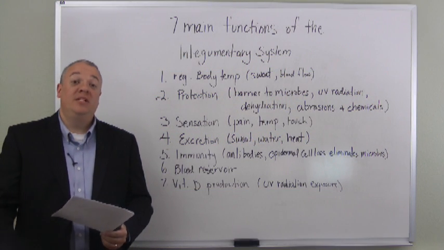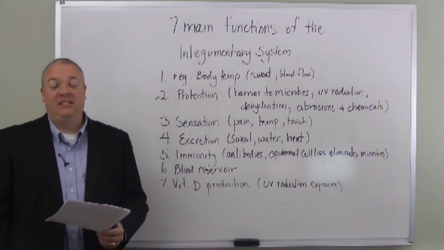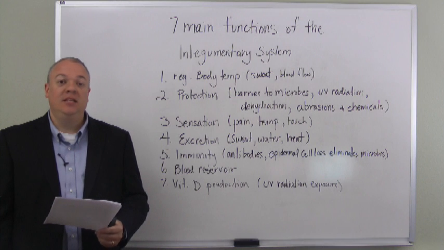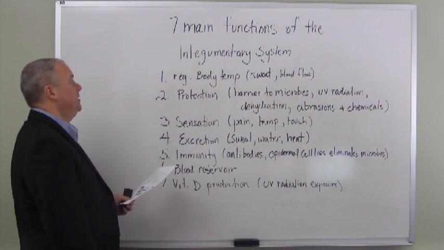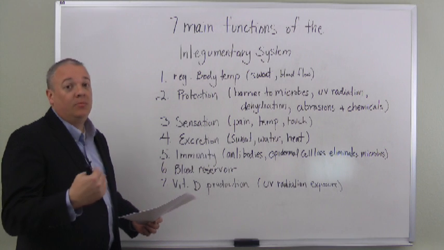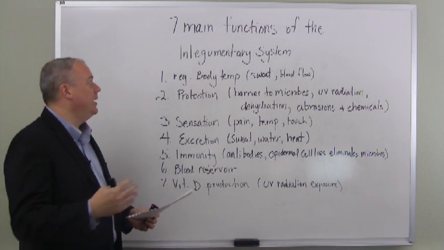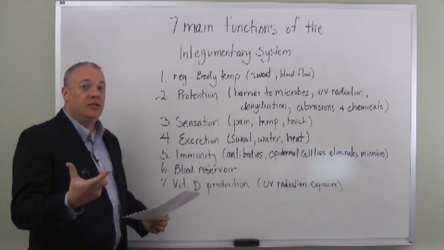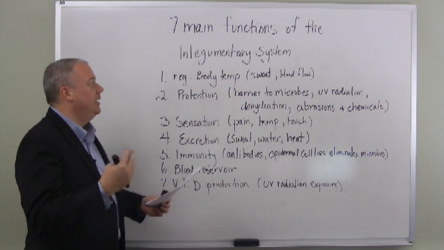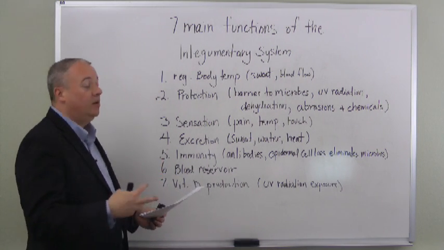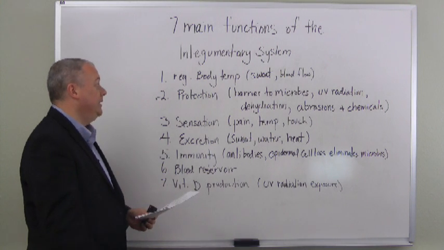I just want to take a few minutes now to go over briefly the 7 main functions of the integumentary system. 7 main functions of the integumentary system. One, it helps regulate body temperature through excreting sweat, controlling blood flow. So through sweating and blood flow, the integumentary system helps regulate the temperature of the body.